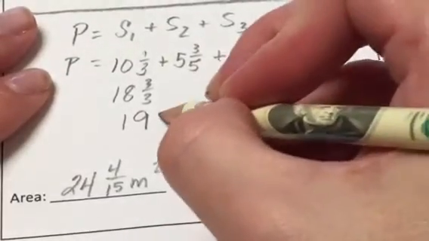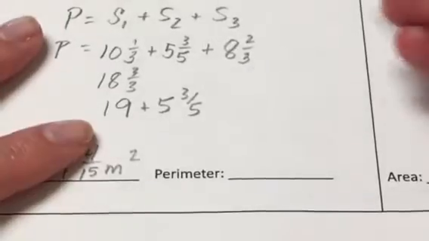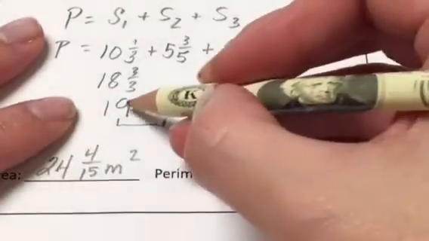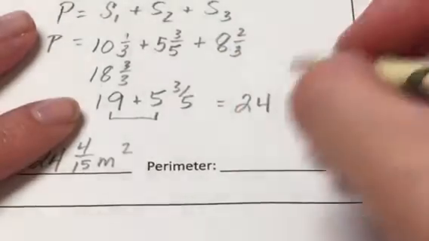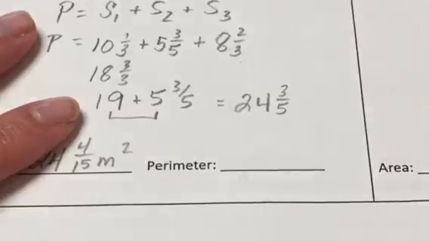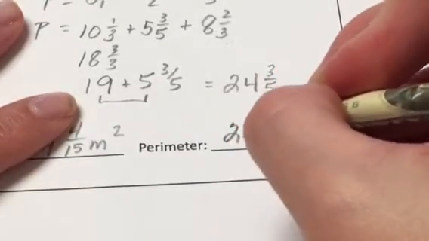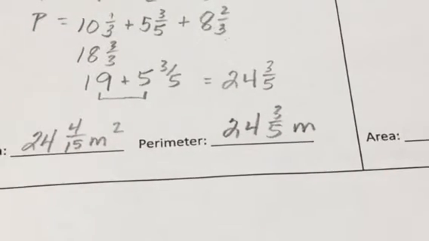Then I still have 5 3/5. So if I just combine the whole numbers, 19 plus 5 is 24, and I still have the 3/5. So my perimeter would be 24 3/5 meters.